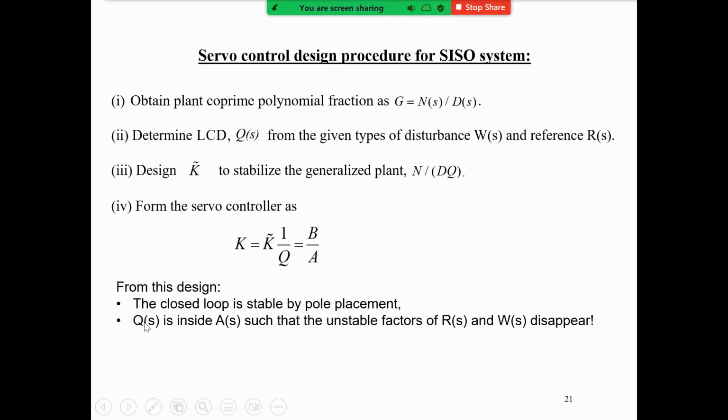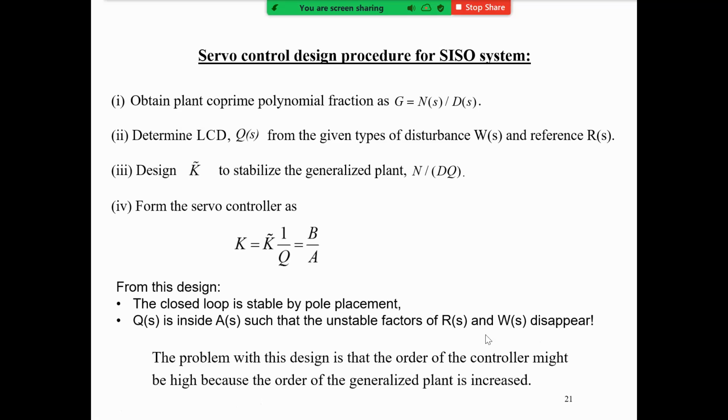So from this design, we know that Q will be stable by pole placement. And because this Q is inside A, the unstable factors of R and W will disappear in the final solution of the output. So in this way, we'll achieve the goal to make the output follow the desired output asymptotically. But the problem with this design is that the order of the controller might be high, because not only K tutor, you have to put this Q into this K tutor.